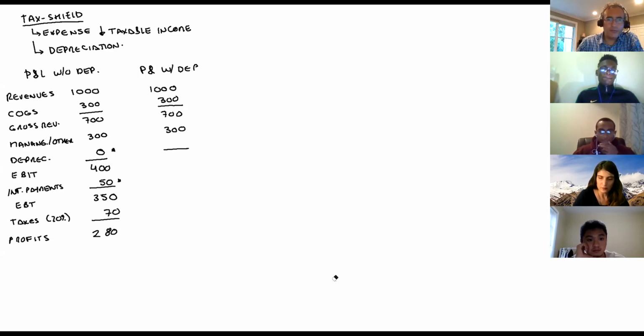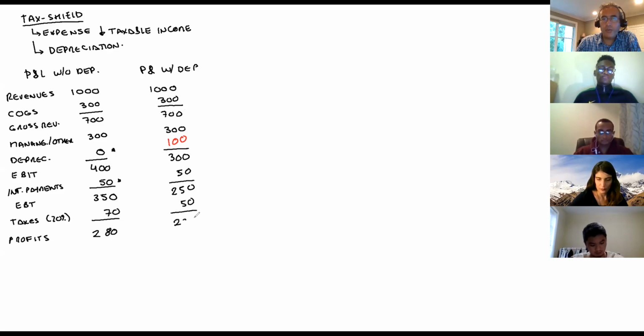So now you have $100 in depreciation. What is the impact of $100 of depreciation? Of course, now your EBIT is going to be only 300. It's going to be 50 here, so I will have only 250. If I do 20% of this, I have 50. And then I end up with 200. Correct? What I want you to see, guys, is this part here.